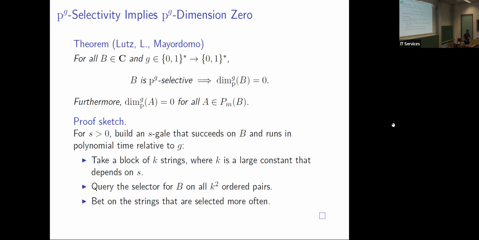If B is selective, we have this polynomial time selector relative to G, and we have all these ordered pairs, and we're just going to bet on the strings that are selected more often. And by doing that, we can run in polynomial time with access to this oracle G, and we can make money over time, thereby showing that this martingale or this S scale succeeds, and that it therefore has dimension 0.